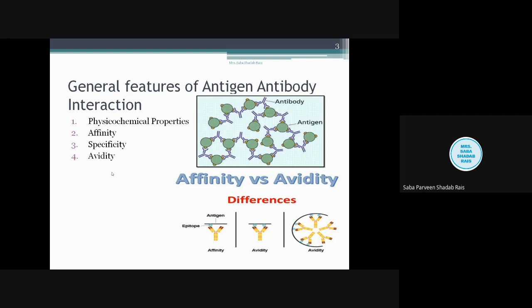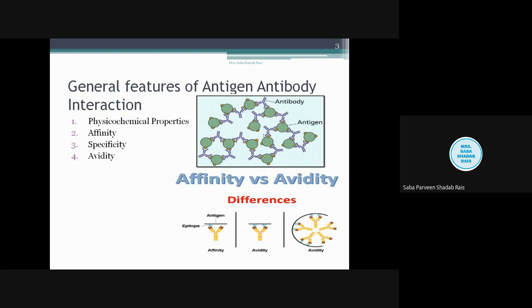Now another term is avidity, not specificity. What is this avidity? As I told you, antibodies are multivalent, and because of that, most antigens also have multiple antigenic determinants. They may have more than two epitopes, so they combine in varying proportion. Suppose this is only one antigen, and this antigen is bound by two antibodies together. This is known as avidity. That means it is greater than the affinity.